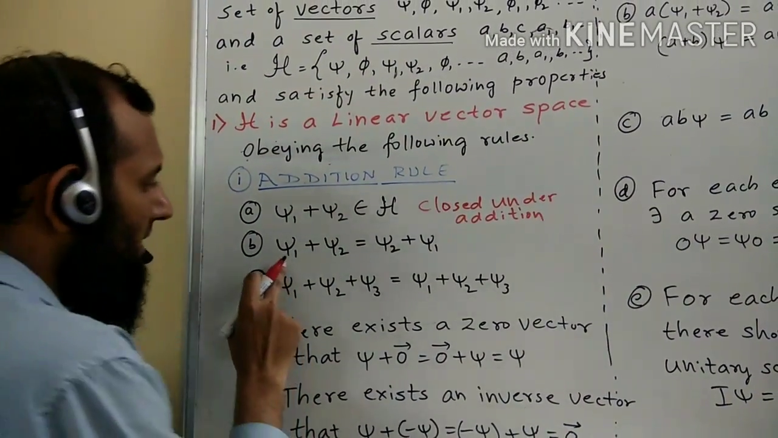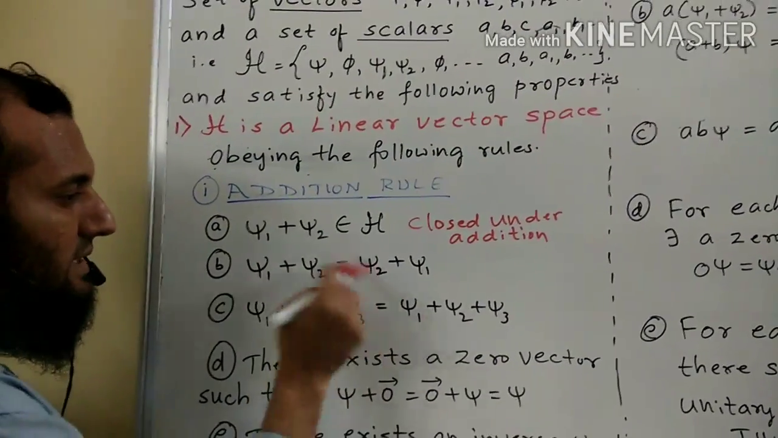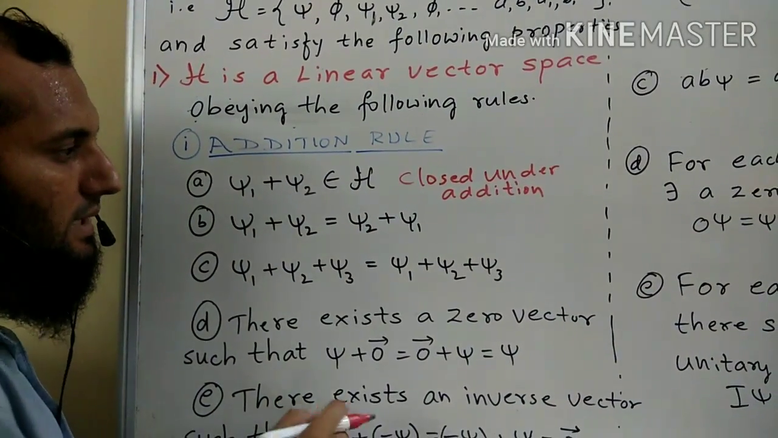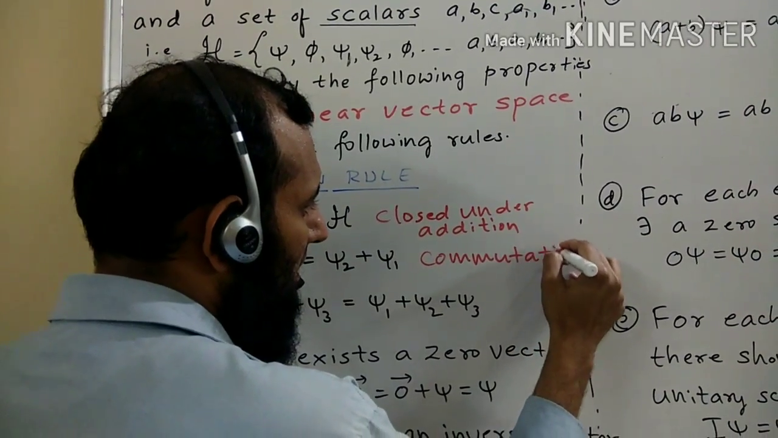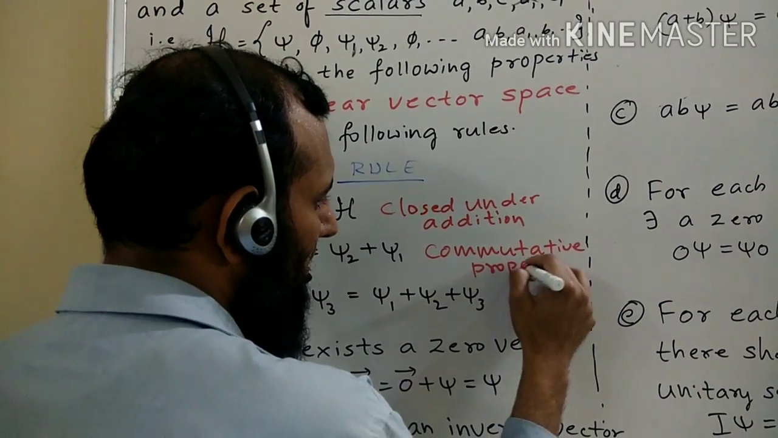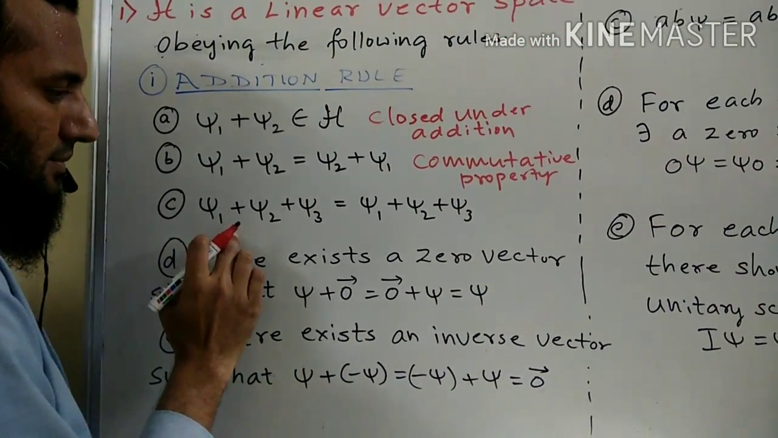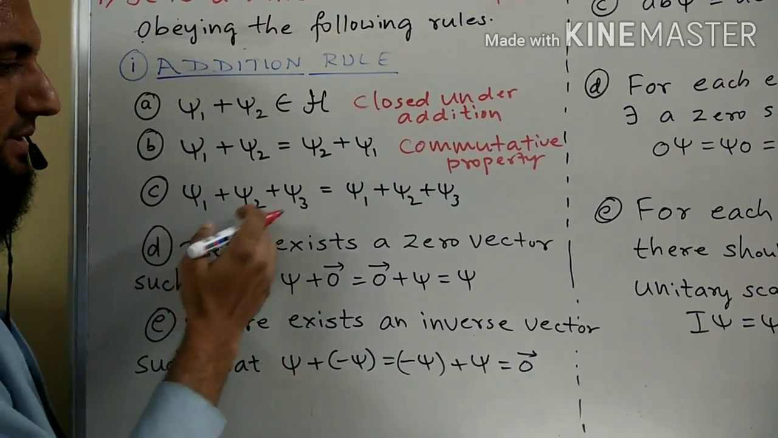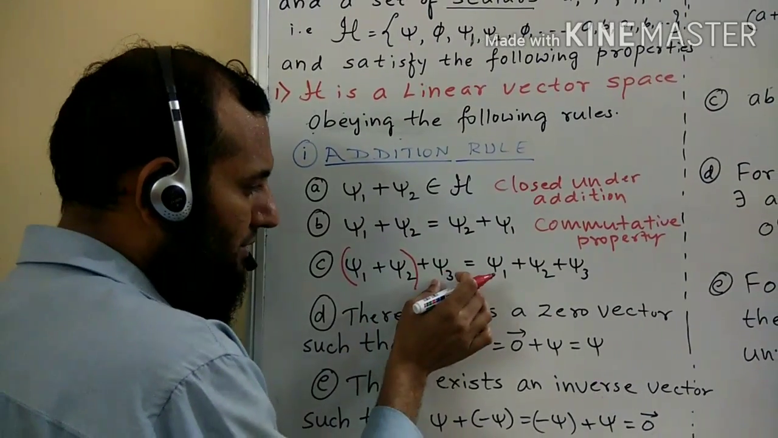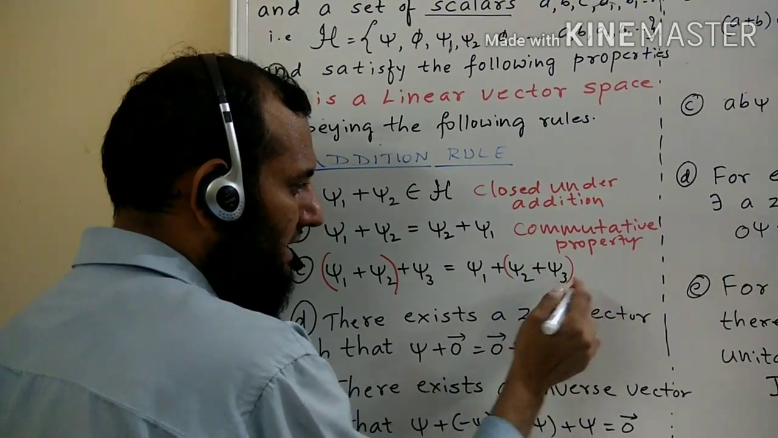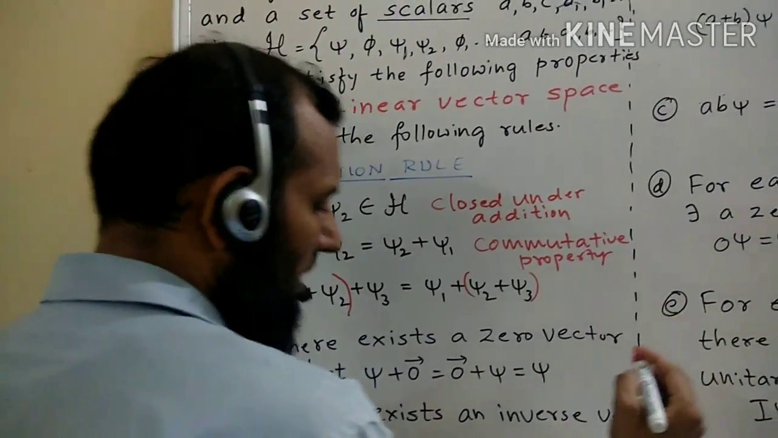The second property is psi1 plus psi2 is equal to psi2 plus psi1. If the order is changed in the addition, that does not make a difference. This property is called the commutative property. The third property under the addition rule is, if we take 3 or more vectors, psi1, psi2 and psi3, first if you group psi1 and psi2 and then add psi3, or group psi2 and psi3 and add to psi1, that does not make a difference, and this property is called the associative property.